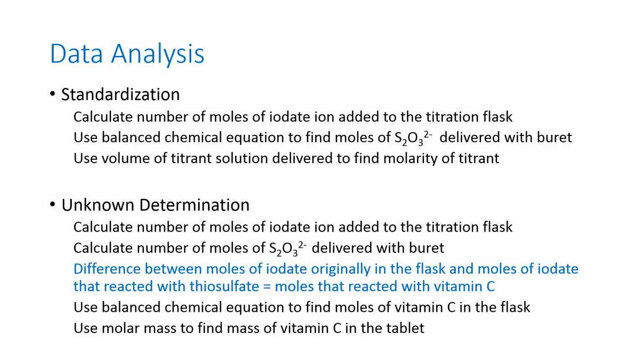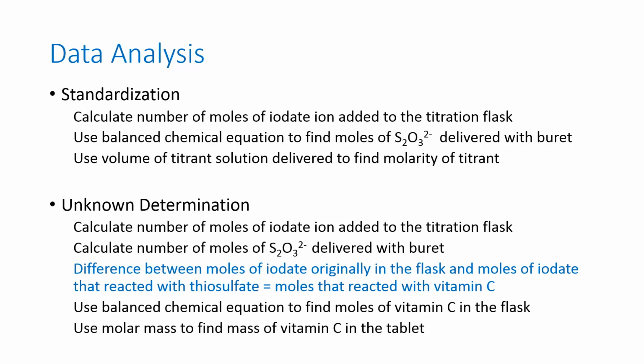The unknown determination is an indirect method, so you're going to have to do slightly more math. First, you'll calculate how many moles of iodate ion you added to the titration flask in the first place via your 50 milliliter burette. Next, you'll calculate the number of moles of thiosulfate that you delivered with your burette. The difference between these two numbers, the moles of thiosulfate, which is the same as the moles of iodate ion titrated away, and the moles of iodate ion that you started with, are the moles that reacted away when you added the vitamin C tablet to the flask, and this is described in your procedure.